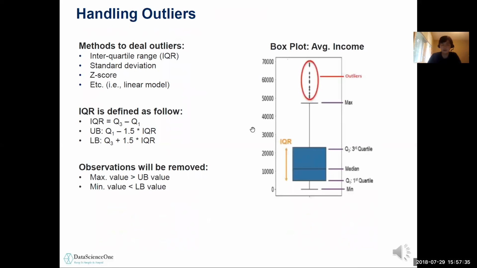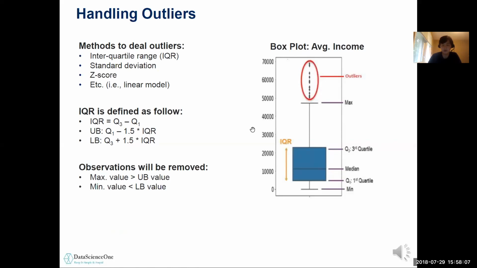So now, moving on to handling outliers. There are different methodologies for outlier detection, such as interquartile range, standard deviation, z-score, and linear model type of estimation. On the right sub-figure, you can see a box plot of the average income. On this box and whisker plot, there are 5 important stats: mean, median, max, and the fourth quartile and third quartile being the 25th percentile and 75th percentile.